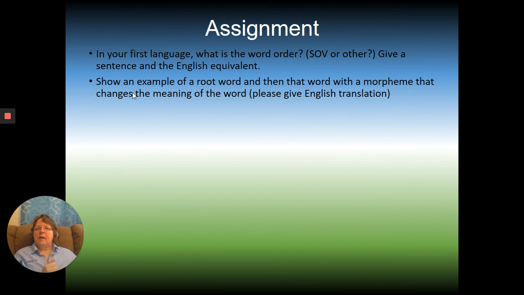So your assignment is, in your first language, what is the common word order? I'd like you to write this in the class comments: subject, object, verb, or whatever, and give us an example of a sentence in your language and then the English equivalent of that. I'd also like you to show an example of a root word and then that word with a morpheme that changes the meaning of the word in your language. And if it's English, that's fine. If it's not, then give an English translation for us so that we can all understand together.